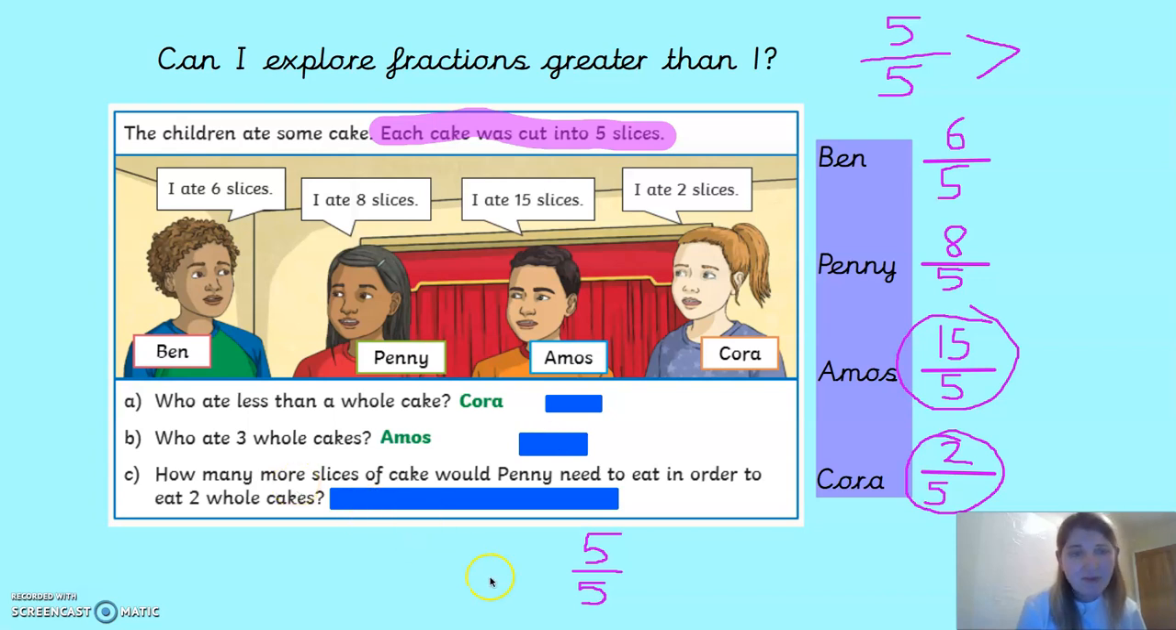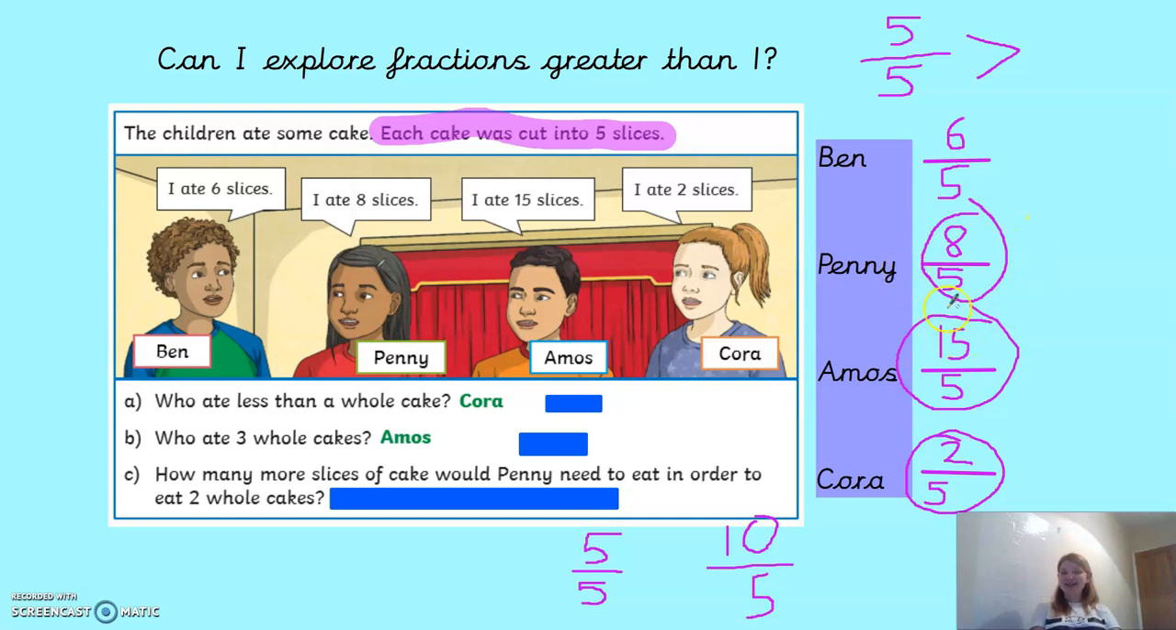And then we've got how many more slices of cake would Penny need to eat in order to eat 2 whole cakes? That's a bit of a tricky question, isn't it? So if we look at Penny, Penny's got 8/5. Now that's more than 1 whole cake, but what we want to know is how many she would have to eat in order to eat 2 whole cakes. All right, so let's start by working out how many slices would there be in 2 whole cakes. If in 1 cake there's 5 slices, in 2 cakes, there's going to be 10 slices. So that's step 1.